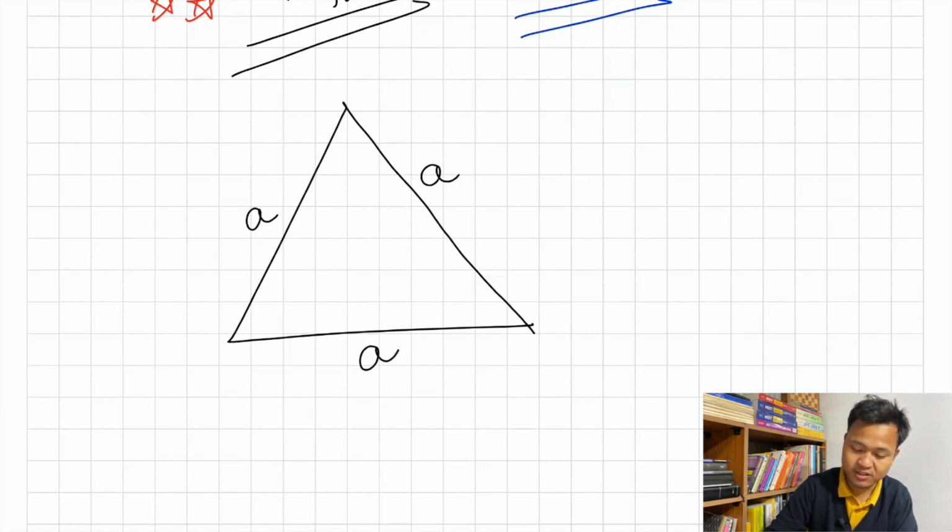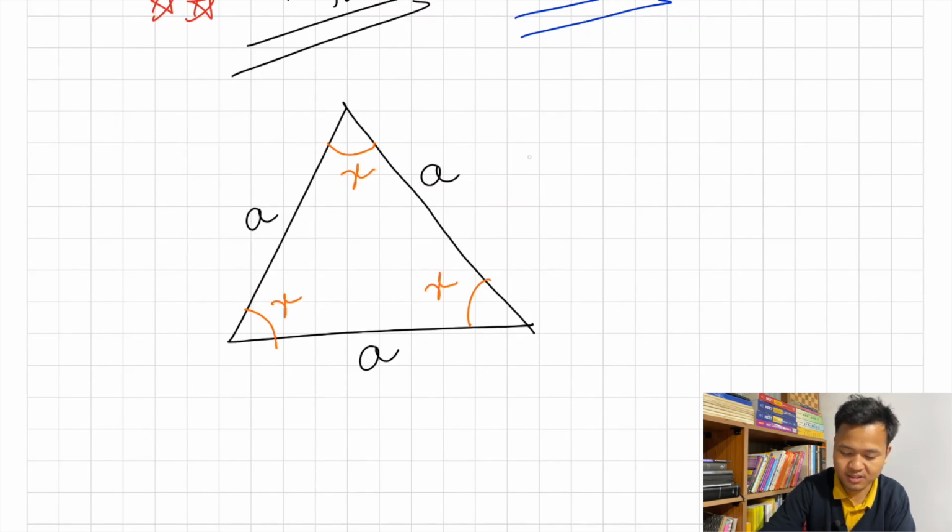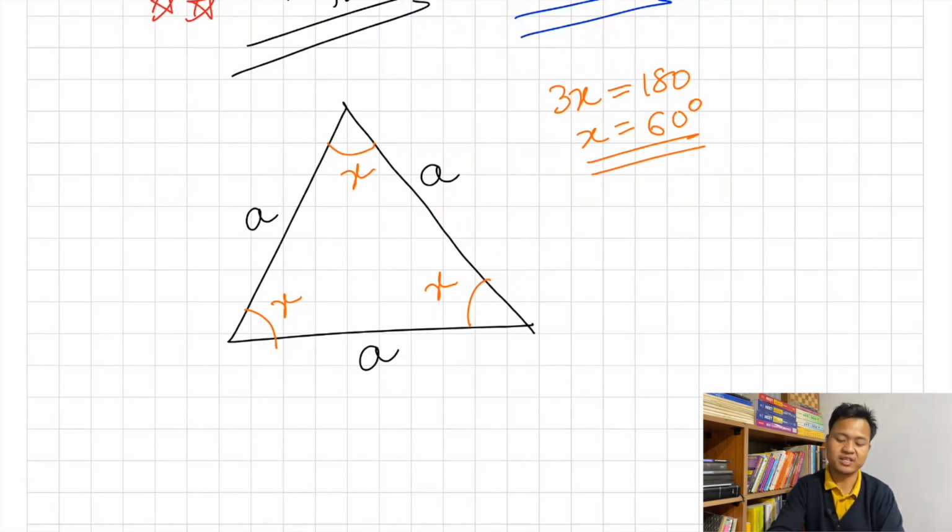Since all the sides are equal, what will be the angle inside? They should have the same angle. The sum of the angles of a triangle is 180. So if I say x, x, x, then x plus x plus x, 3x, is equal to 180. So x becomes how much? 60 degrees. So every angle inside the equilateral triangle is 60 degrees. Okay, so 60 degrees, 60 degrees, and 60 degrees.